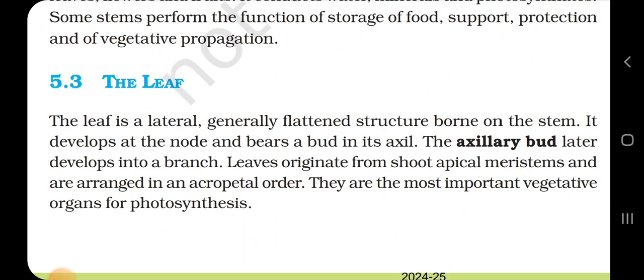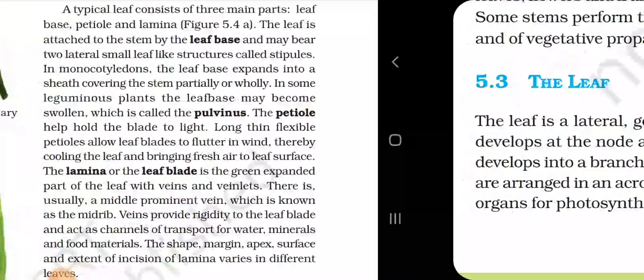5.3 The leaf. The leaf is a lateral, generally flattened structure borne on a stem. It develops at a node and bears a bud in its axil. The axillary bud later develops into a branch. Leaves originate from the shoot apical meristem and are arranged in an acropetal order. They are the most important vegetative organs for photosynthesis.